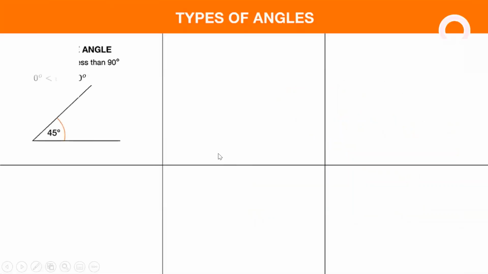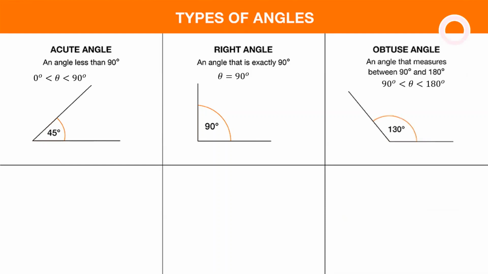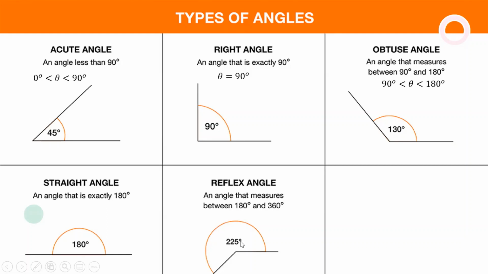Now let's talk about the types of angles. One is the acute angle, an angle whose measure is between 0 and 90 degrees. Next is the right angle, an angle that is exactly 90 degrees. Next is the obtuse angle, an angle that measures between 90 and 180 degrees. Next is a straight angle, an angle that is exactly 180 degrees. Next is the reflex angle, an angle that measures between 180 and 360 degrees. Last is the full angle, an angle that is exactly 360 degrees, or 1 revolution.